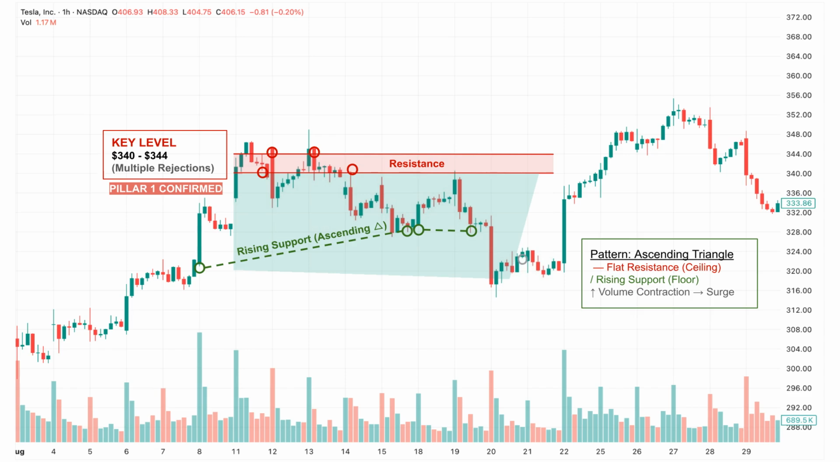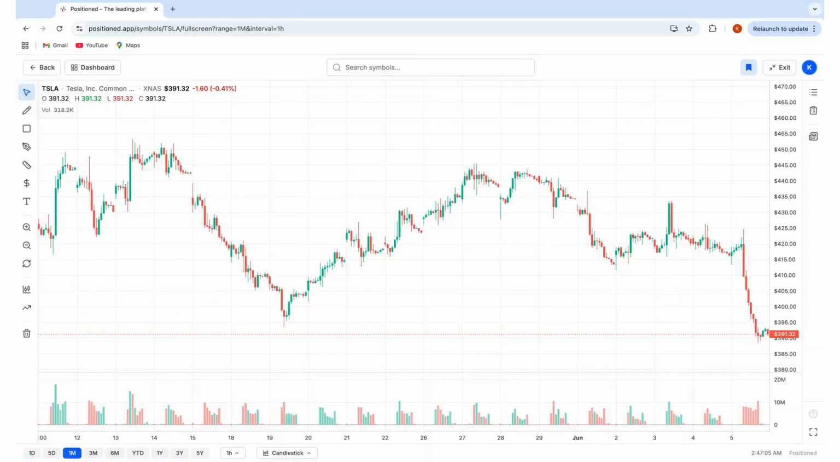Price drops to $323 on August 20th and reaches the month low of $318 on August 21st. This flush clears weak-handed positions and resets the base for the breakout to come. Pillar 2 confirmed. As the setup develops, the full-screen chart allows traders to layer additional confirmation directly onto the chart.